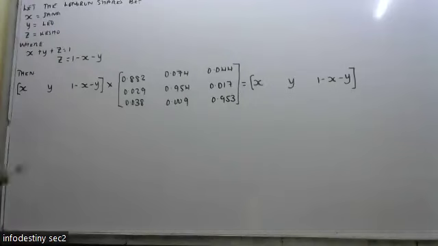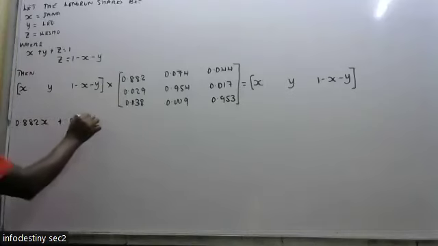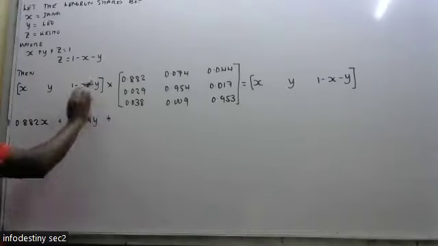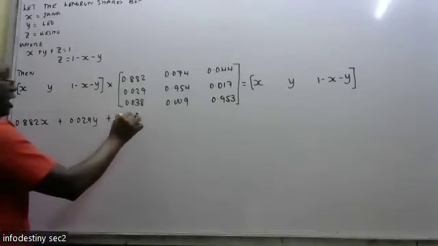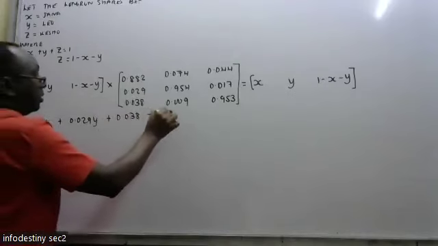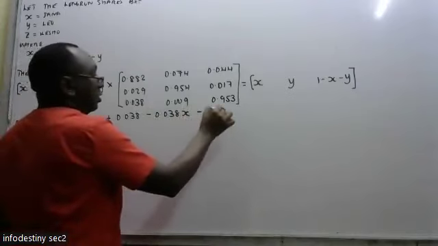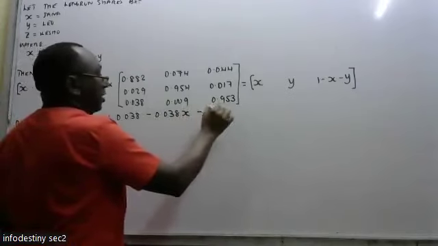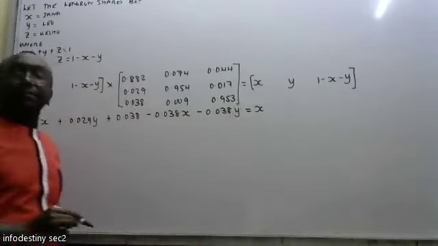So we just multiply these ones with this. So the same: 0.882x plus 0.029y plus, now all this multiplies with this, so that you get 0.038 minus 0.038x minus 0.038y should give us x.